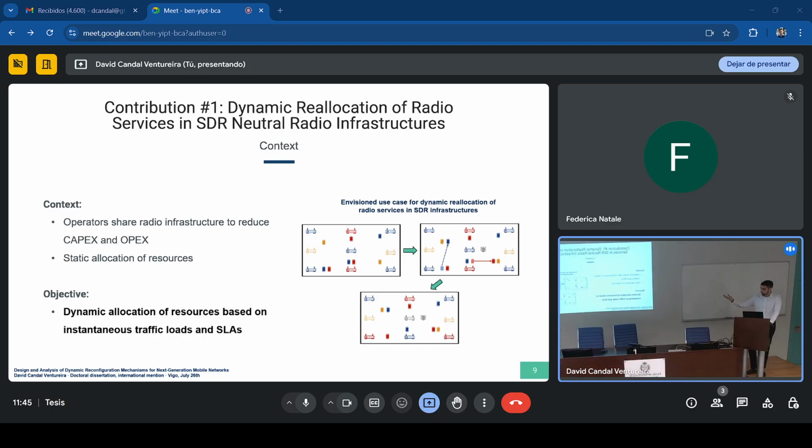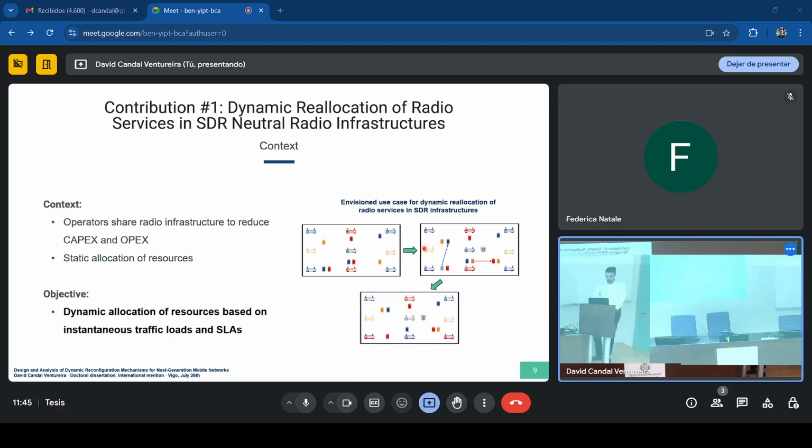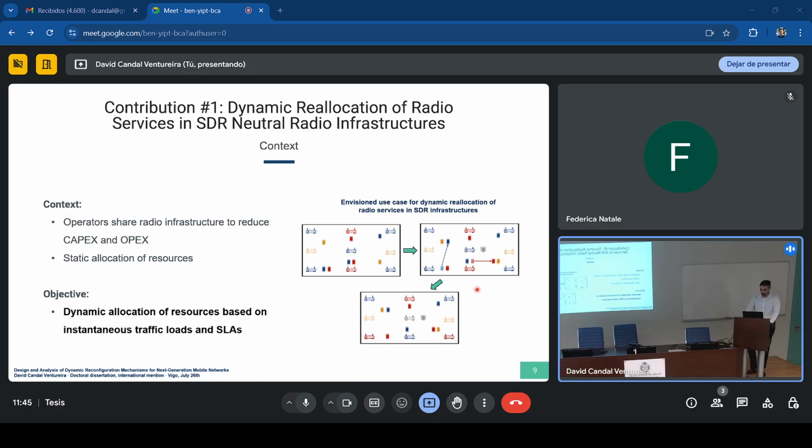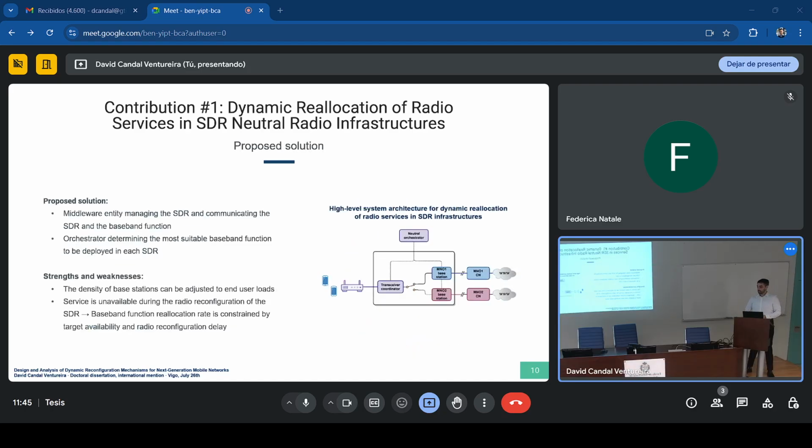In the example shown here, a new service in gray has emerged at a certain moment, whereas the users have also moved to different locations. And after this new setting, the infrastructure provider has determined that there is a new optimal radio allocation strategy and relocated these four SDRs to different operators. The architecture of the solution is shown in this picture here.